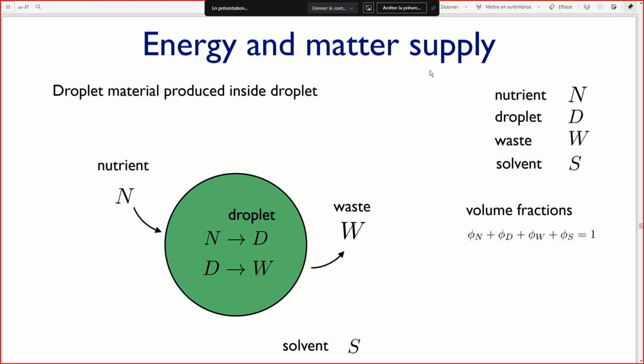But D is not directly provided from outside. So there's some component N, which I call a nutrient, which is dissolved in the medium, and it diffuses into the droplet, and then the reaction inside turns it into D. And then there can be another reaction inside the droplet, which turns D into some waste product, which can then diffuse out of the droplet. And to describe this system, I need 4 components.